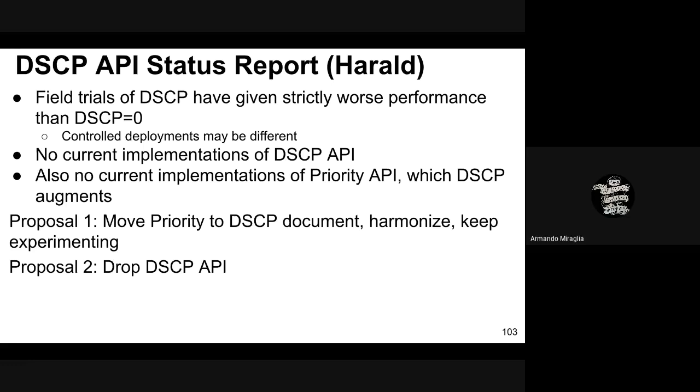Okay. And the other proposal is, of course, just drop it. Officially declare that we don't want anything more. The bad thing about that one is that if priority is left in the WebRTC document, it means that the requirement is to set the DSCP when priority is set, which means that we're non-conformant. Right. We're non-conformant if we do the sensible thing. So my favorite at the moment is proposal one.